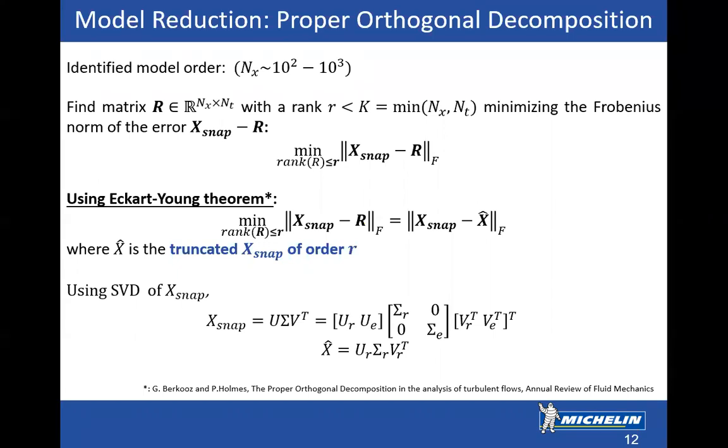How to find R and how to find the truncated matrix? We used again the SVD of the X_snap. So X_snap is equal to U sigma V transpose. Based on the singular values of X_snap, we keep the first R singular values, which save most of the energy, and we split U into U_R and U_E, and the same for sigma and V. So X hat is equal to U_R sigma_R V_R transpose of rank R this time. And U_R will be used for the model reduction step.